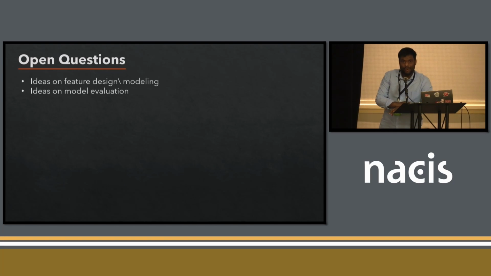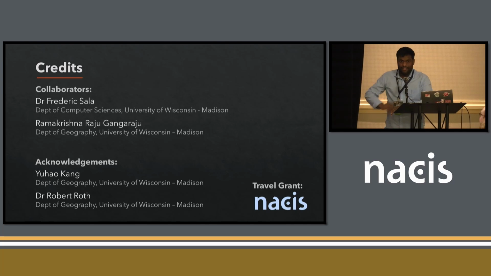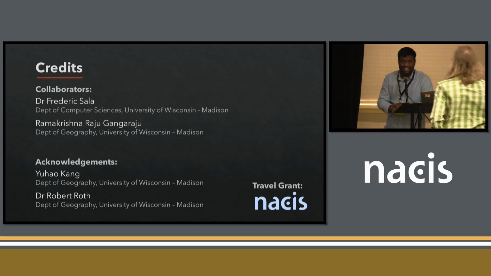So we actually have some open questions on our side. Feel free to reach out to us if you have any ideas on implementing better features or modeling, and more. And the most important one is if you have any thoughts on how to evaluate the model. With this, we would like to conclude and give credits to our collaborators, Ramakrishna, who is here, and our advisor, Frederick Sala. And we would like to acknowledge Yuha and Rob, who are at the geography department and who gave constructive feedback during the project. Thank you.